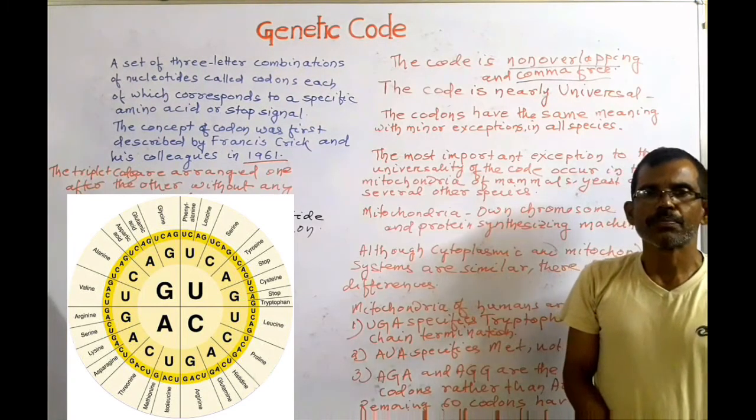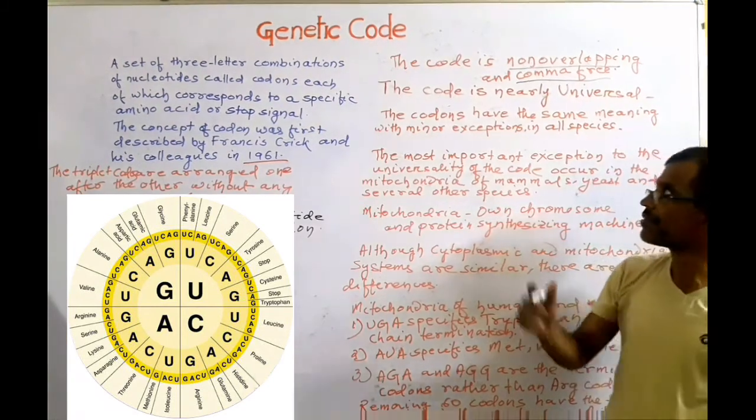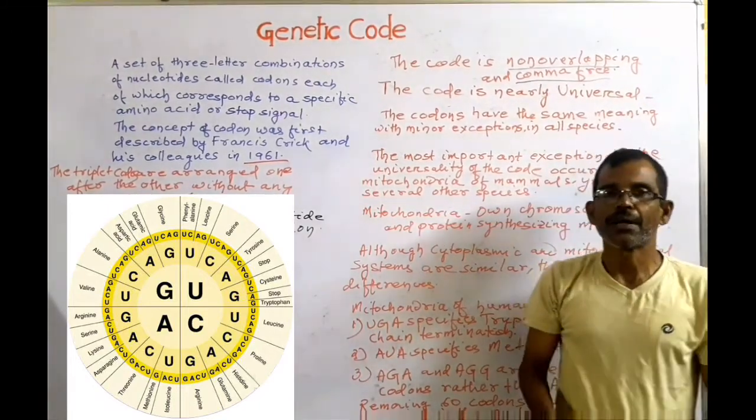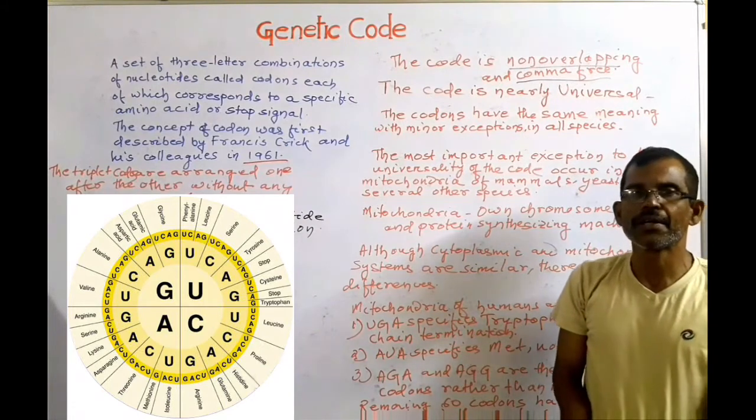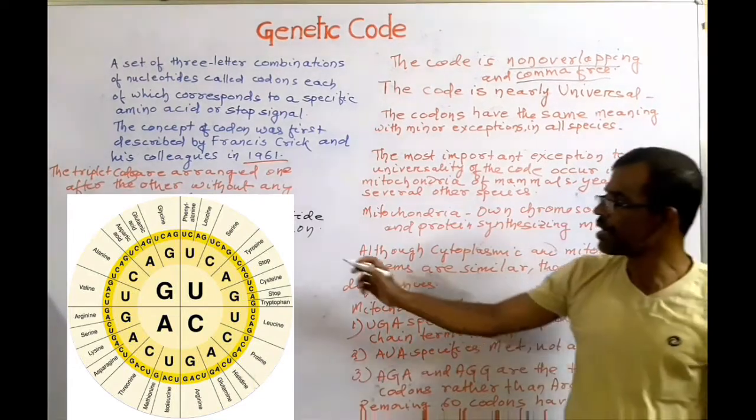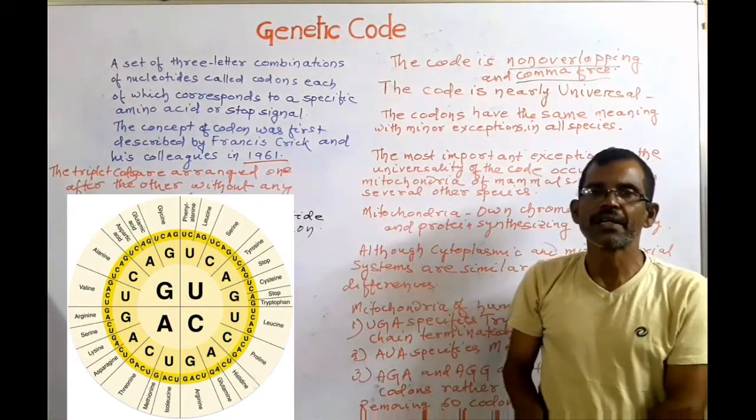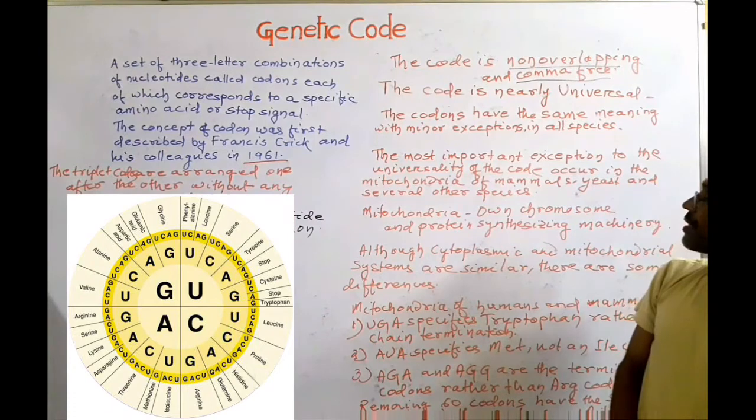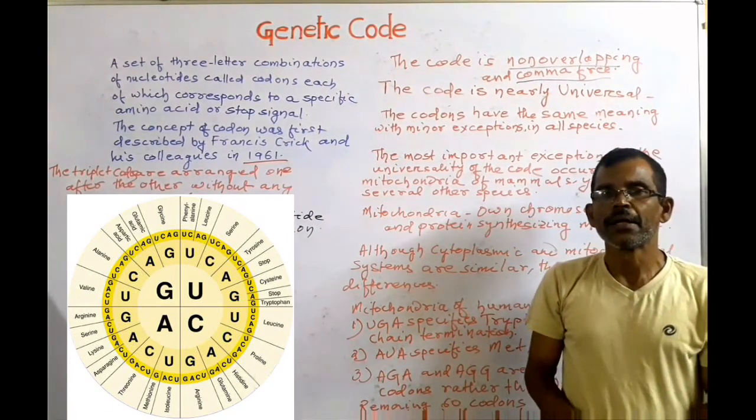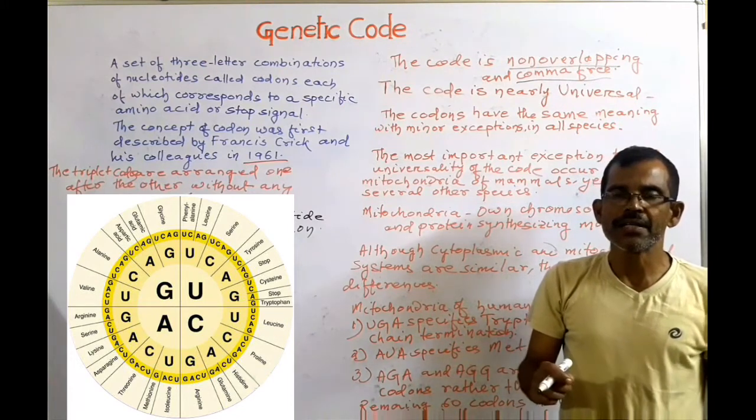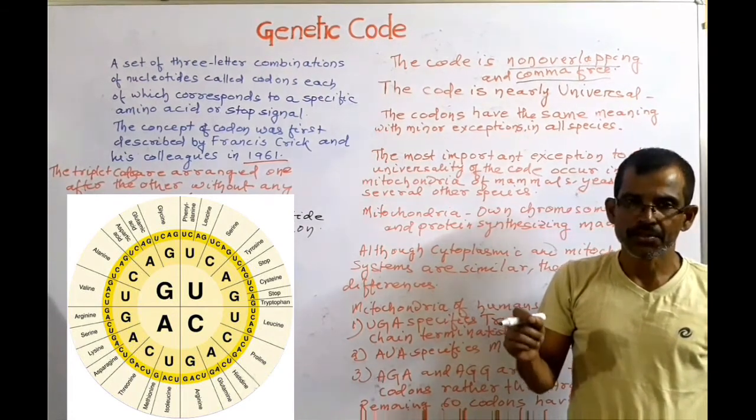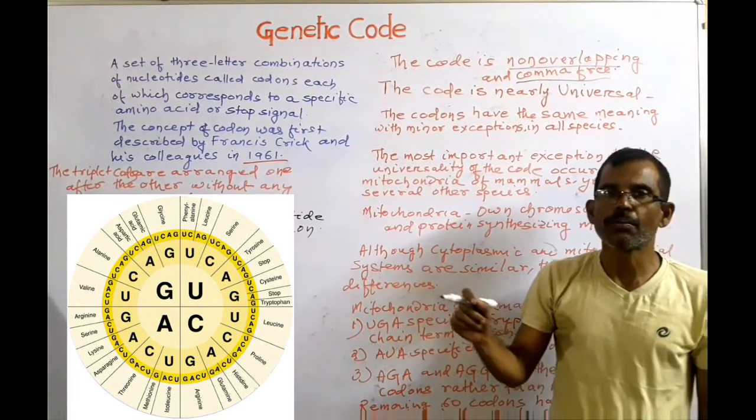Another property of the genetic code is that the code is non-overlapping and comma-free. What is the meaning of non-overlapping? Non-overlapping means each nucleotide is part of a single codon. And the genetic code is comma-free or comma-less. That means the triplet codons are arranged one after another without any gap or space.